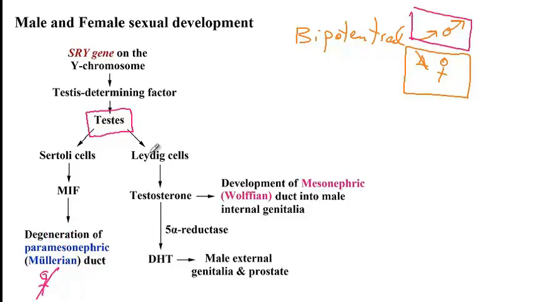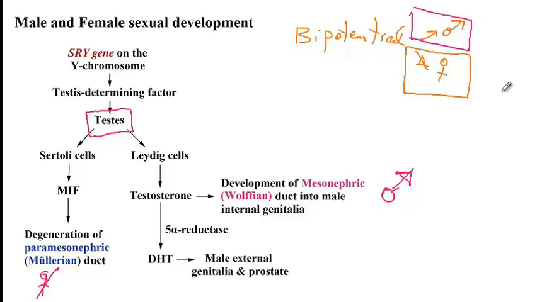On the other hand, Leydig cells produced testosterone, which enhances development of the mesonephric ducts, the other name for it is Wolffian ducts, into male internal genitalia. So now we have male reproductive organs developing. And then at the same time, testosterone will be converted into dihydrotestosterone, or DHT, with the help of 5-alpha reductase. And this DHT induces the formation of the male external genitalia as well as the prostate gland. All right, so this whole thing happened under the circumstances where the SRY gene was present on the chromosome.